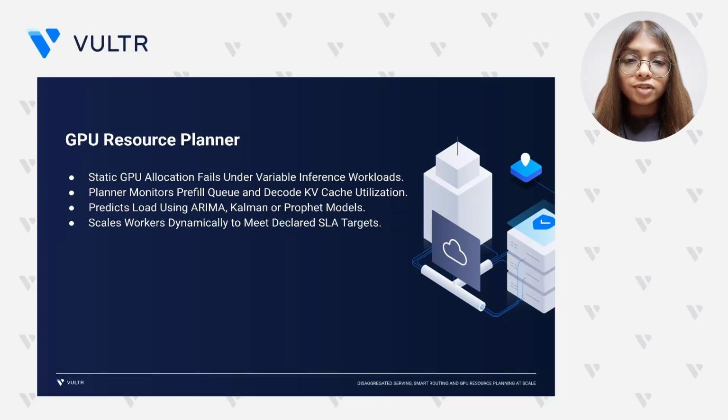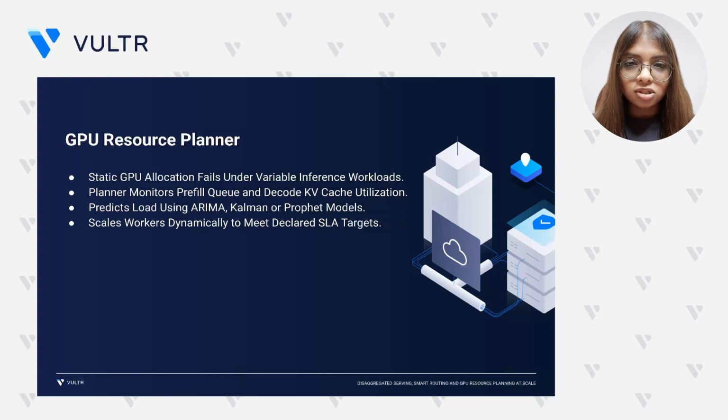To stay ahead of demand, the planner uses predictive load modeling, choosing from ARIMA for time series workloads with trends and seasonality, Kalman Filter for fast online forecasting with smooth adaptation, or Prophet for complex seasonal patterns. These models forecast the next interval's request rate, input and output sequence length, and calculate exactly how many prefill and decode replicas are needed. The planner then scales workers dynamically to meet your declared SLA targets while staying within your defined GPU budget.